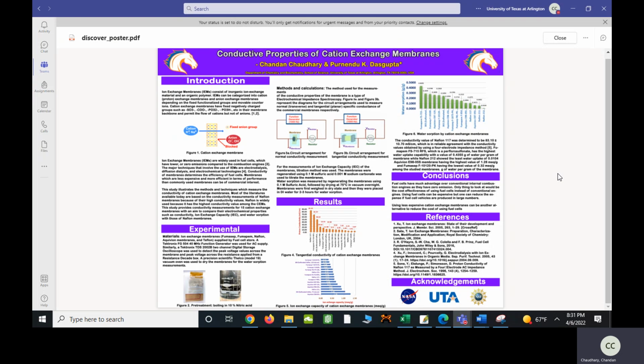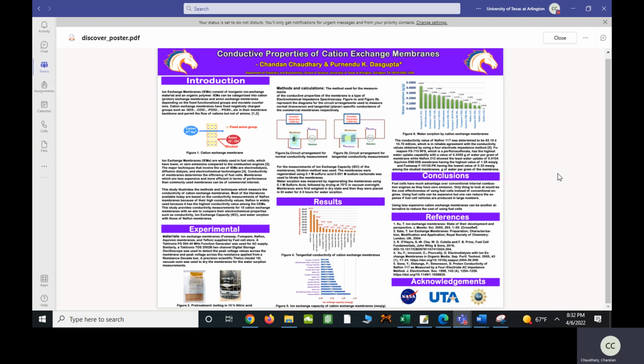Most of the literature available today provides the conductivity measurements of Nafion membranes, while some of them are based on Aquivion membranes, which is also a perfluorosulfonic acid membrane. This study provides the results from the measurements of conductivity properties of 15 cation exchange membranes. Such properties include conductivity measurements, ion exchange capacity, and water absorption measurements of these cation exchange membranes.